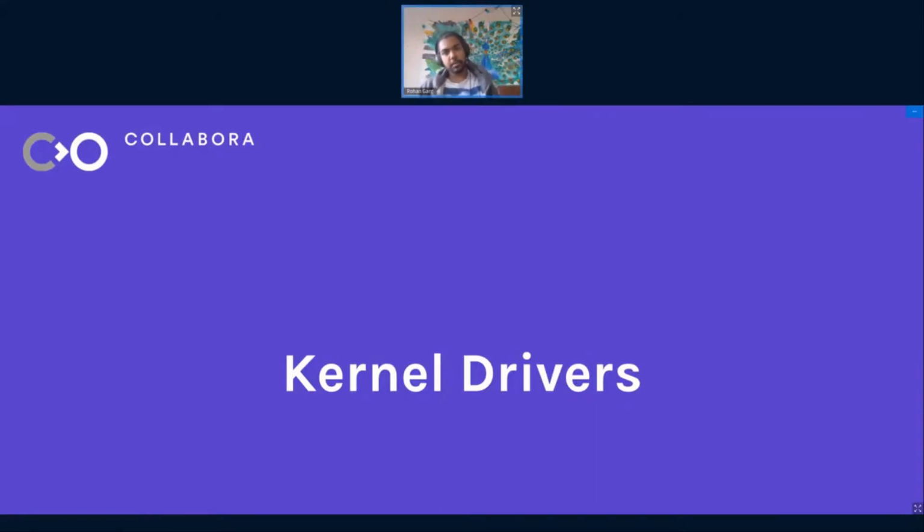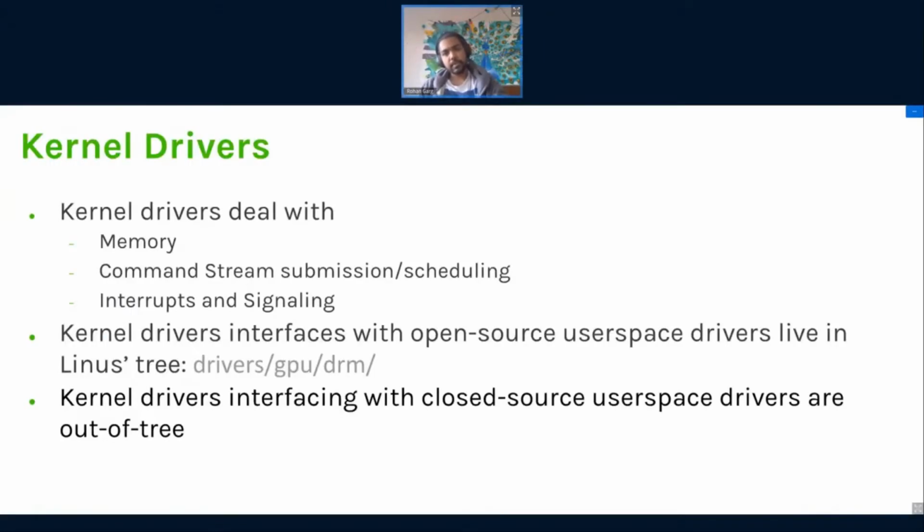So first, I'm going to be talking about the kernel drivers. There are a couple of responsibilities that the kernel driver deals with, such as memory, command stream submission and scheduling, interrupts, and signaling. These kernel drivers with open source user space drivers live in the Linus tree, in drivers/gpu/drm, whereas kernel drivers with closed source user space drivers are out of tree.